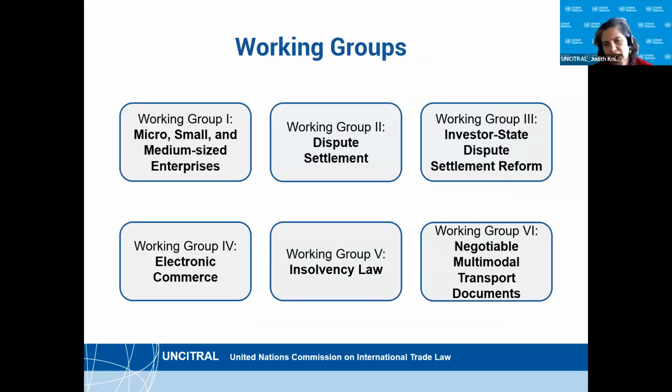And here you do see the current working groups we are having. So we do have Working Group 1 on micro, small, and medium-sized enterprises. This working group finalized its work at the last session. So the text they were producing, a guide to access to credit for MSMEs, is to be adopted by the Commission, which is why Working Group 1 will be assigned a new topic in July.